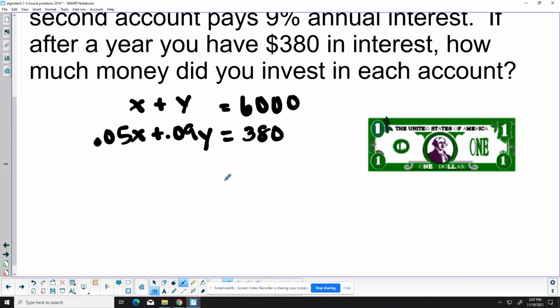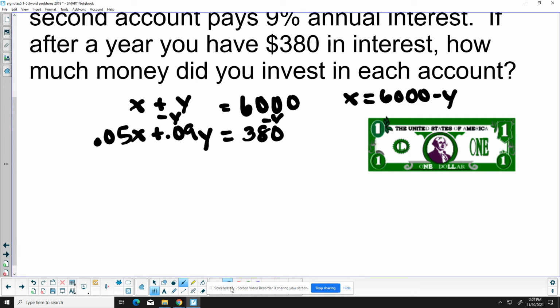So you could choose substitution or elimination. I wouldn't suggest graphing. I think I'm going to do substitution. So I'm going to take this first one and solve for x. I'm going to subtract y on both sides, so that makes it x equals 6,000 minus y.